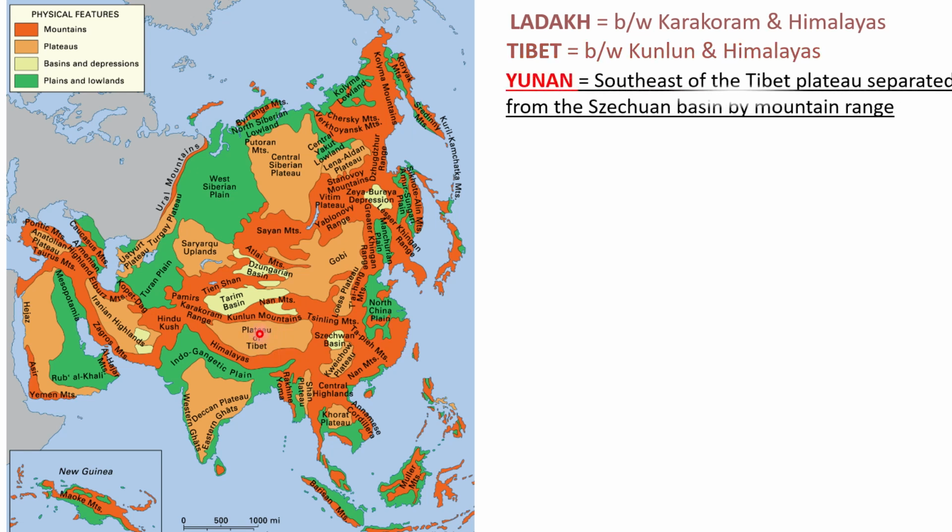Number third is Yunnan Plateau, southeast of the Tibet Plateau, separated from the Zhejiang basin by mountain ranges. This is the Yunnan Plateau, which is the plateau of South Plateau region. Tibet Plateau and Ladakh are not included in the southern plateau. These are included in the central mountain ranges.